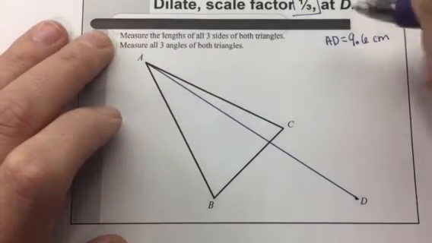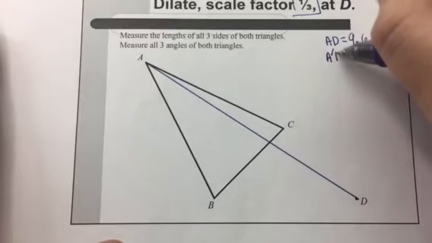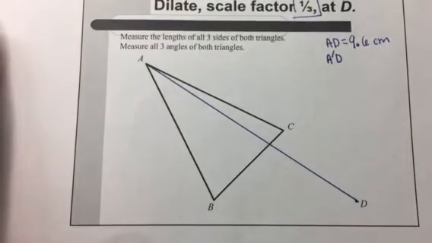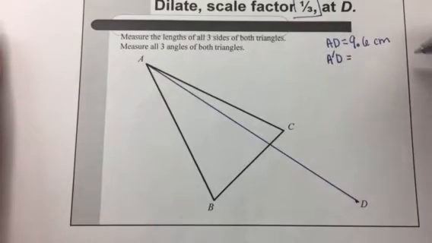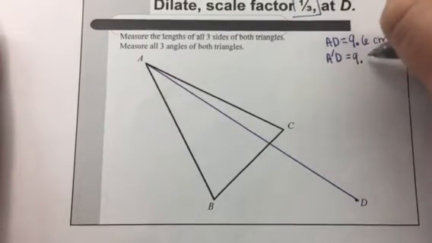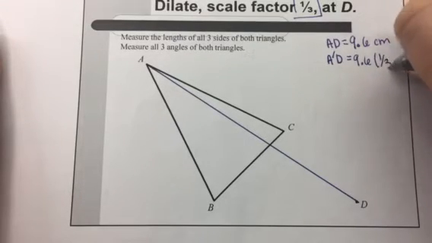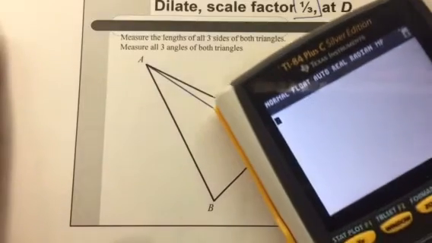Okay, so now I know the length of AD. When I dilate it and make A prime D, or A prime D prime, I guess, but D doesn't actually move, my new length is going to be the length of this original side times that scale factor of 1/3. So I need to multiply 9.6 by 1/3. Well, the easier thing to do here is to divide by 3.